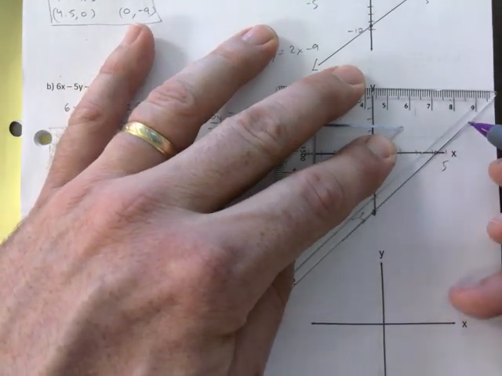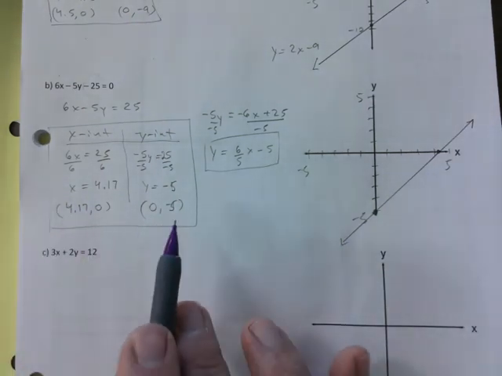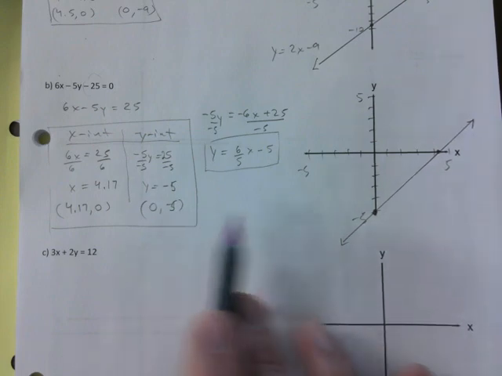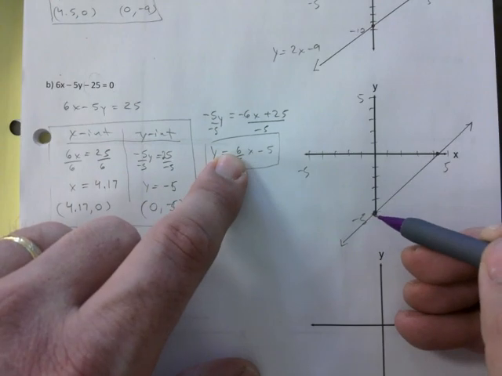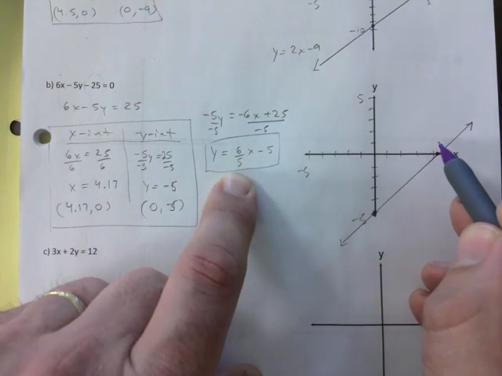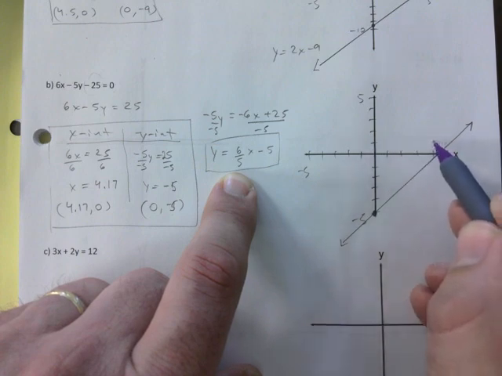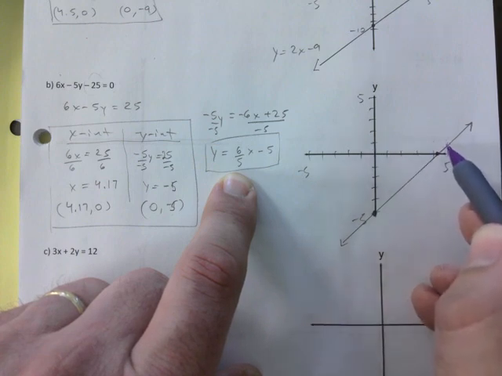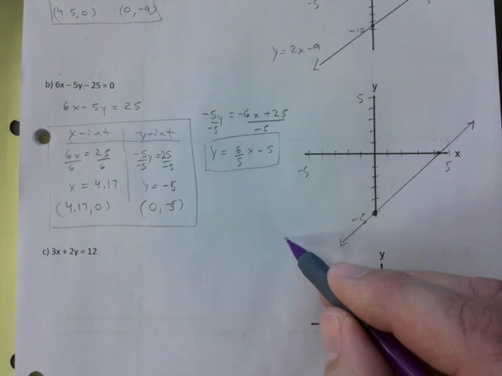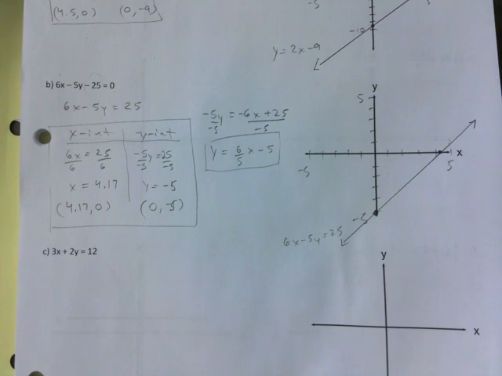Did anybody use the slope? In this case, using the slope would have been difficult because you're starting, no, actually it would have been fine. Starting with that, you would have gone up 6, so 1, 2, 3, 4, 5, 6, and over 5, right? Like over here somewhere. So that's fine. You would have had the same line. So this is 6x minus 5y is equal to 25, and that's it for now.